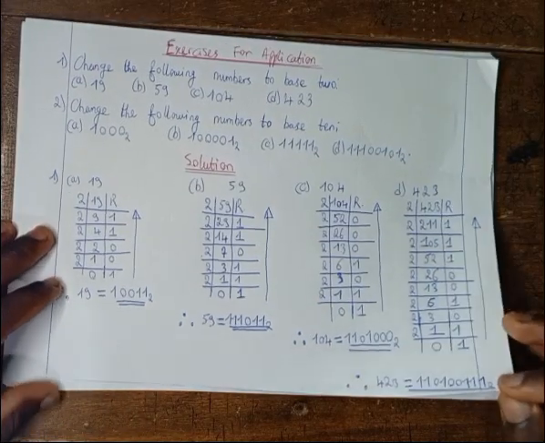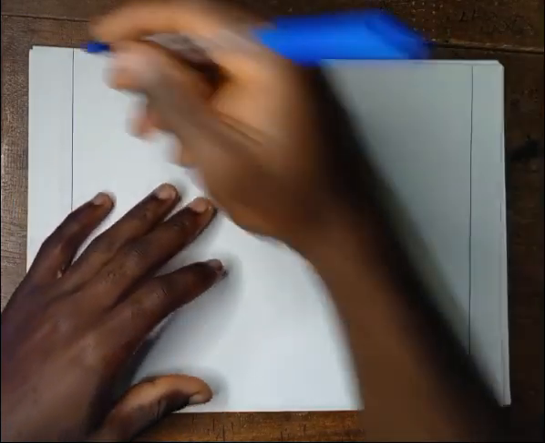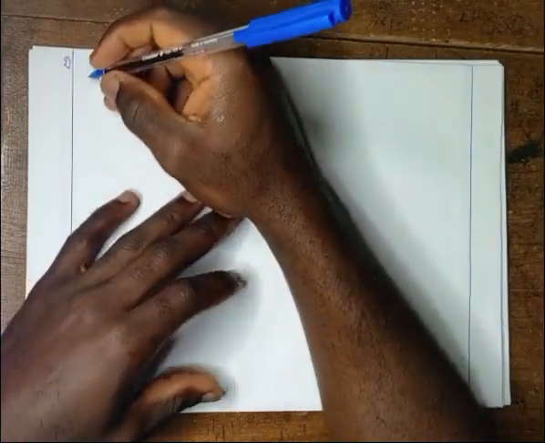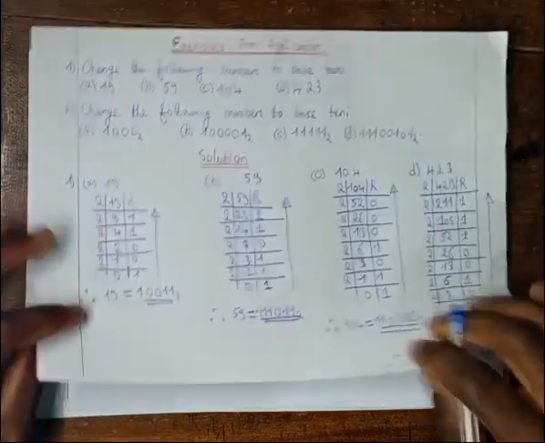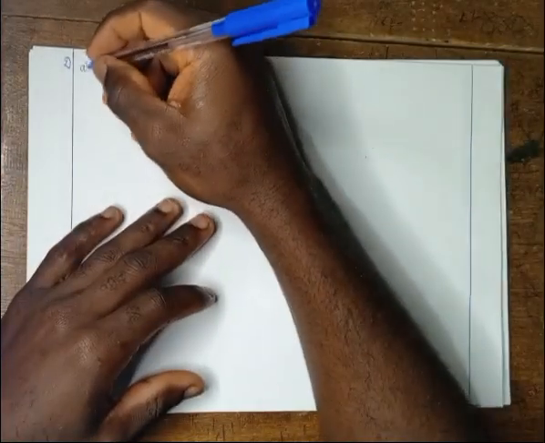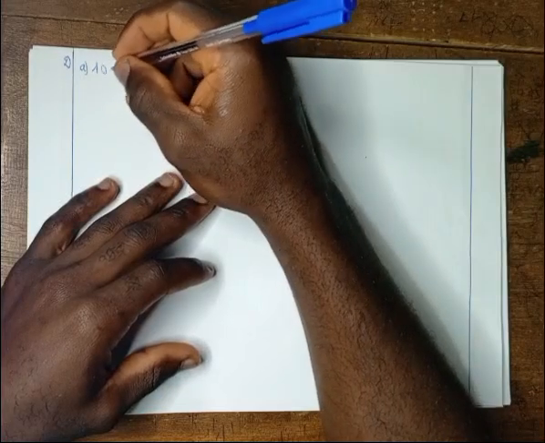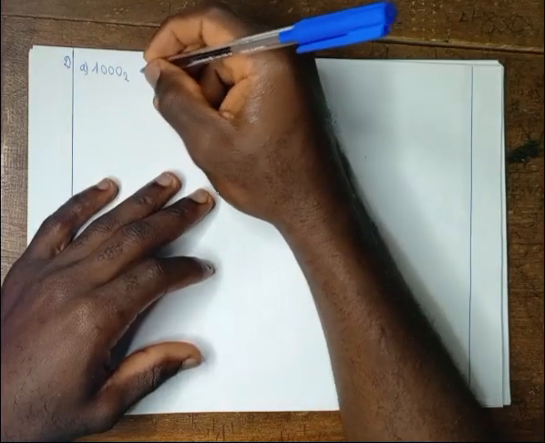Now we are going to question 2. Question 2 says change the following numbers to base 10. So here we have the first number, which is 1 with 3 zeros in base 2.